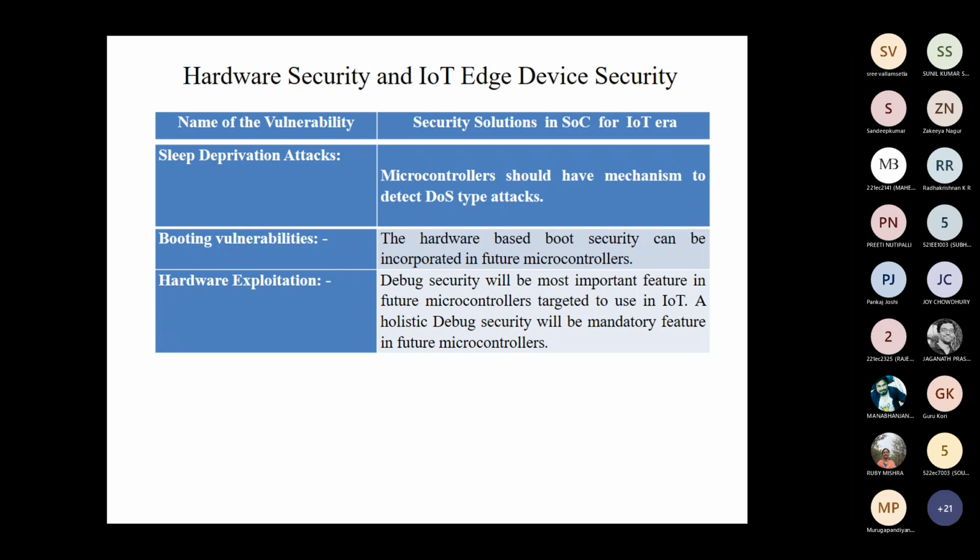Sleep deprivation attacks. So the microcontroller should have a mechanism to detect denial of service, because denial of service is something particularly done by hardware trojans. Therefore, we won't like to have that kind of thing, so we must try to escape from that. And then booting vulnerabilities, and hardware exploitation. So all these things are becoming a concern, and they have a direct implication in IoT.